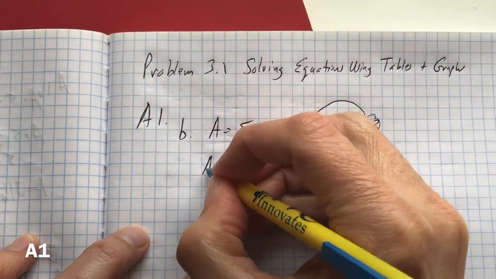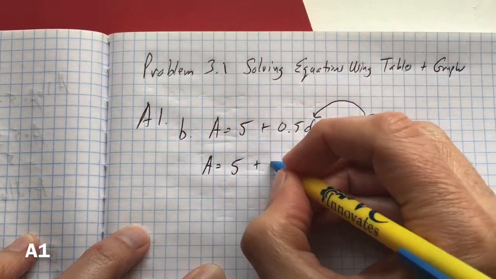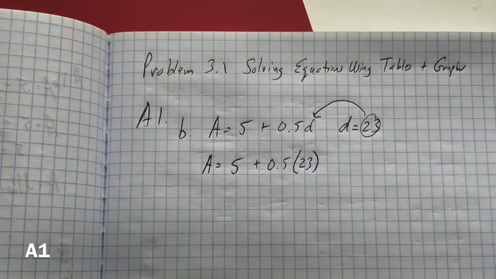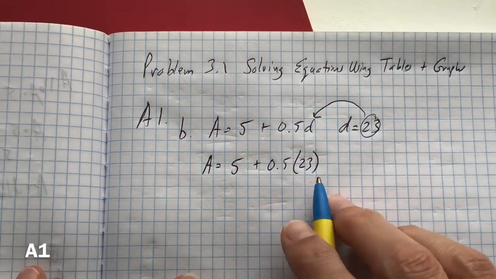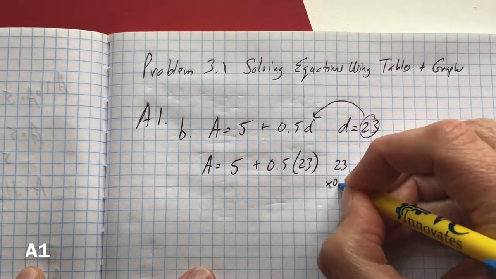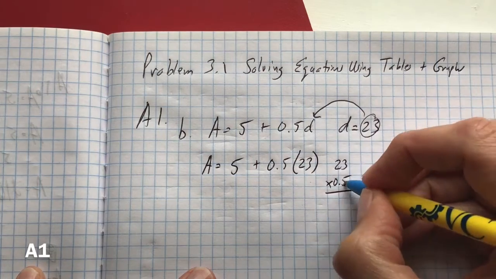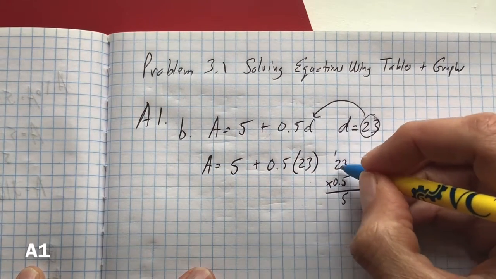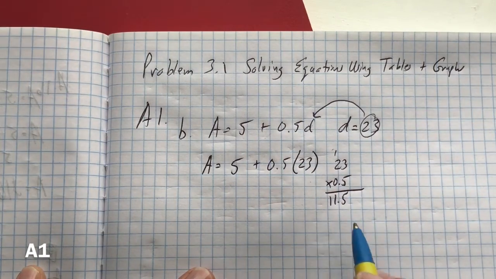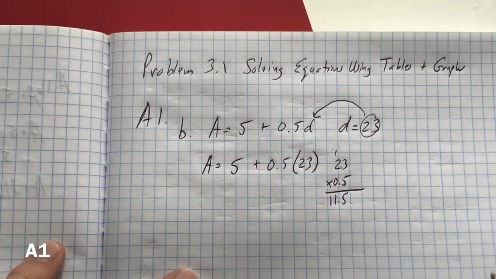So I'm now going to have A equals 5 plus 0.5 times 23. I don't know that off the top of my head, but I'm going to actually do that multiplication first to sort that out. So if I do 23 times 0.5, 5 times 3 is 15, 5 times 2 is 10, plus 1 is 11. One swoop there. Okay, so it looks like I've got 11.5.